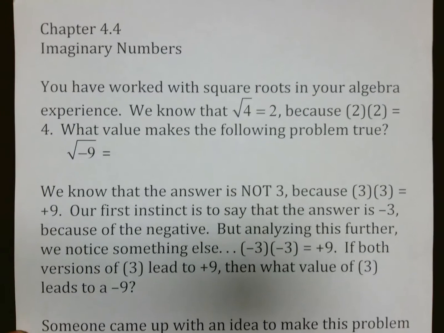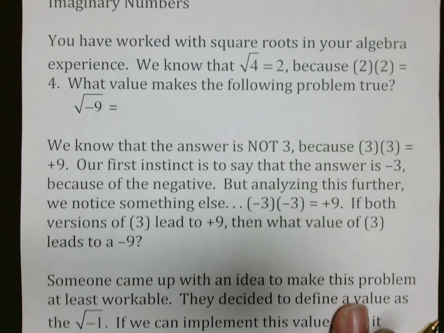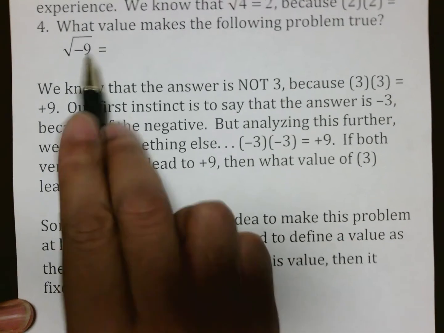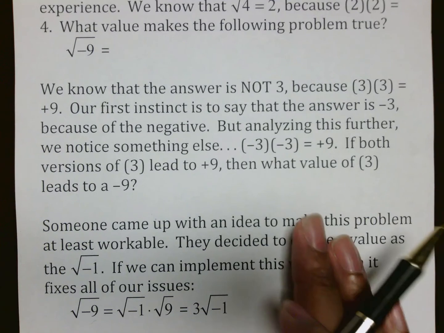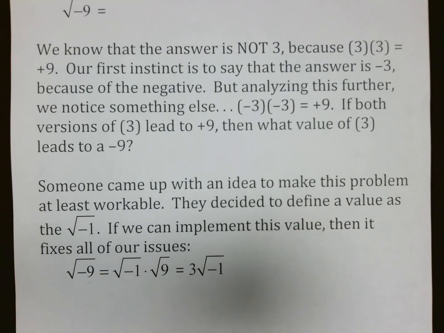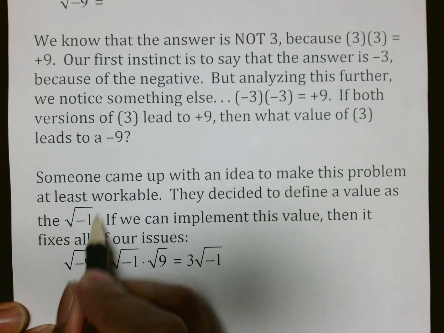So if both versions of 3 lead to a positive 9, then what value of 3 would lead to a negative 9? Again, we know it's got to be a 3 because that's the only number that leads to a 9, but how do we make it negative? Well, some mathematician came up with the idea to make this problem workable. They decided to define a value as the square root of negative 1.